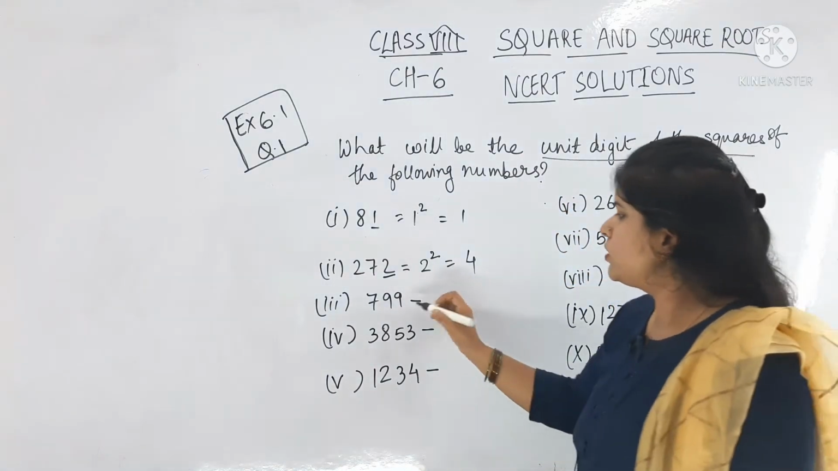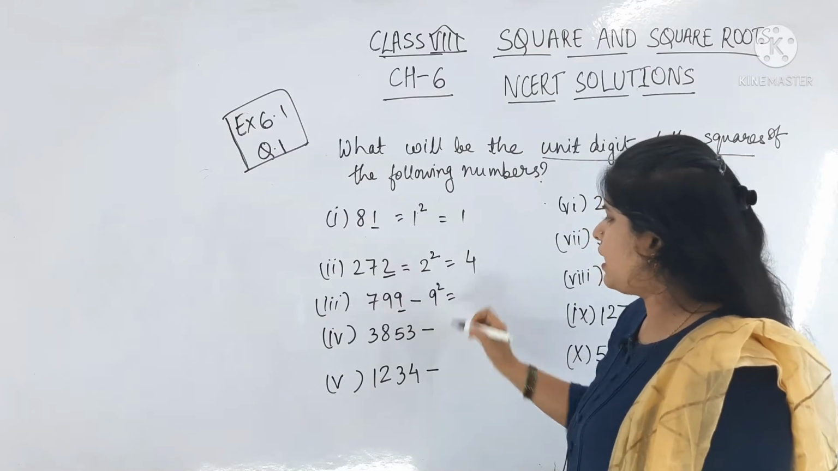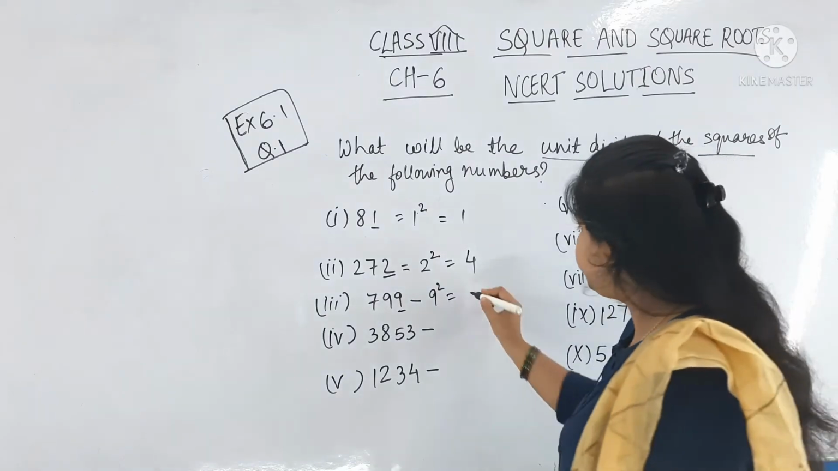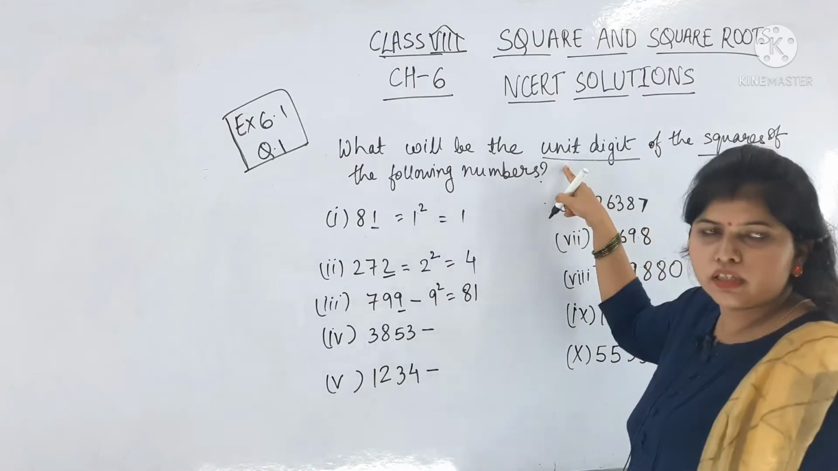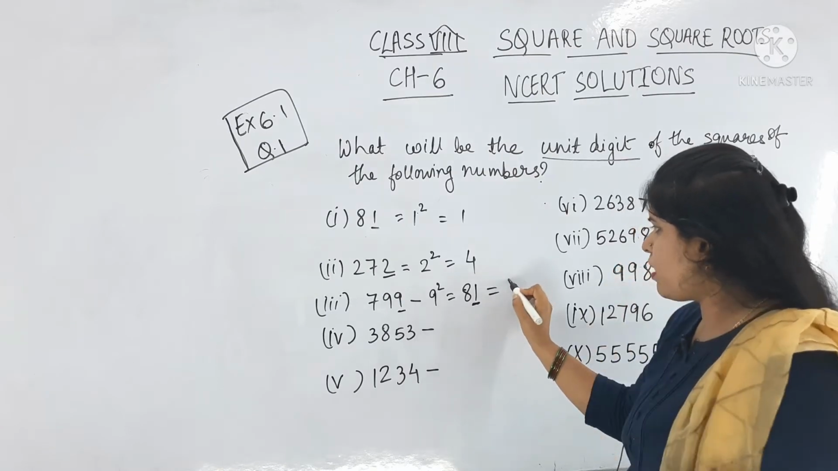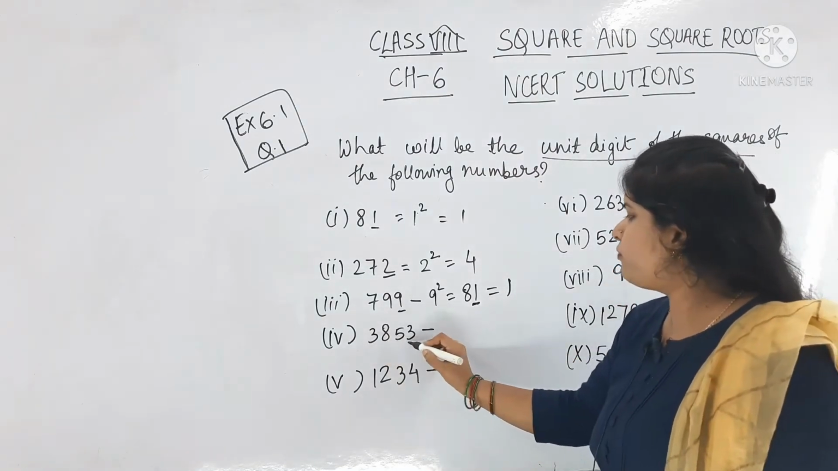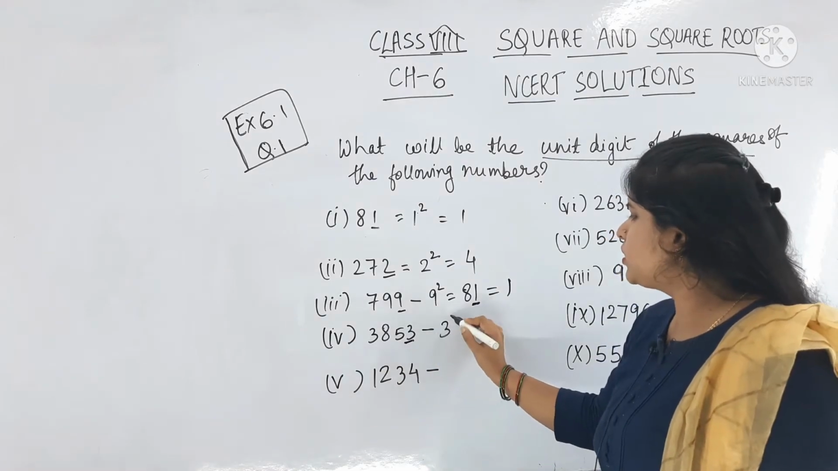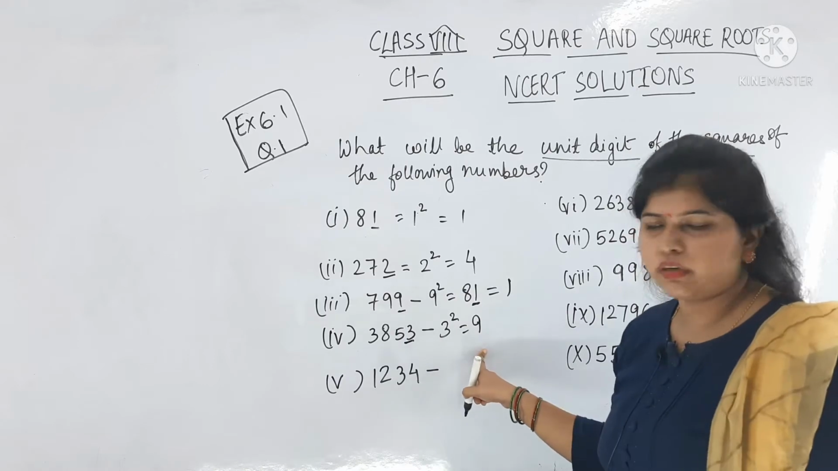So simple. This is 9. So 9 square. 9 nines are 81. But we have to tell the unit digit. So in 81, what is the unit digit? This one. So I am getting the answer as 1. Here 3853. So 3 is the unit digit. 3 square, 3 3s are 9. So 9 is the unit digit.